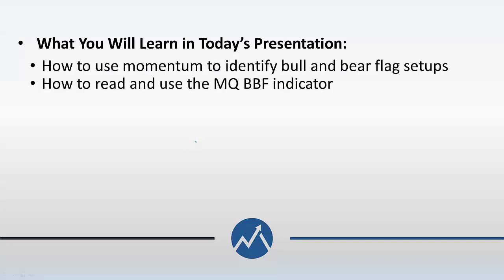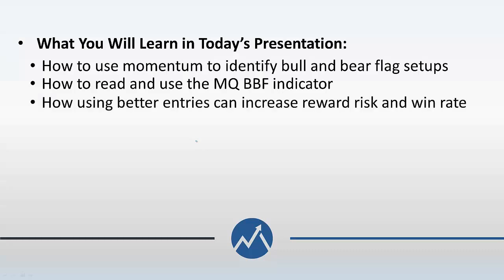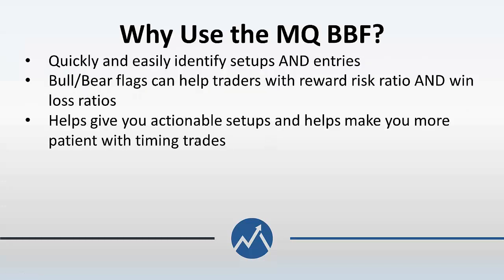All right, we're going to talk about the bull bear flag indicator, how that works, what it is, how you read it, how you use it. Then throughout the whole thing, you'll learn how timing your entries with bull and bear flags can do two things. It can potentially increase your reward risk ratio by lowering your risk, and also potentially increase your win rate by helping you avoid false setups or false breakouts or head fakes where the market looks like it's going to go somewhere but then doesn't.